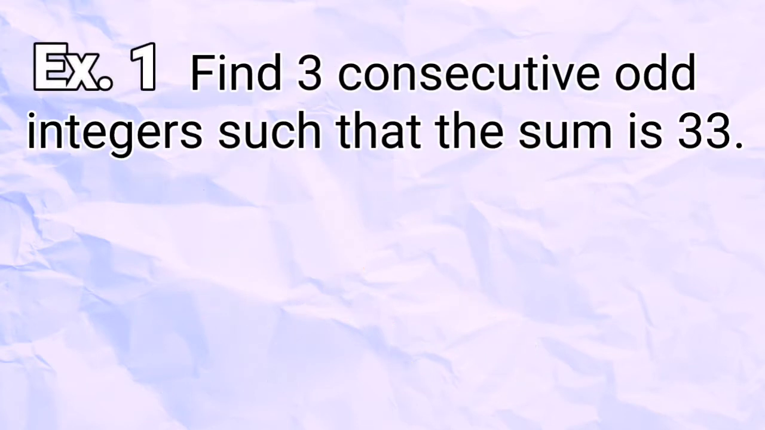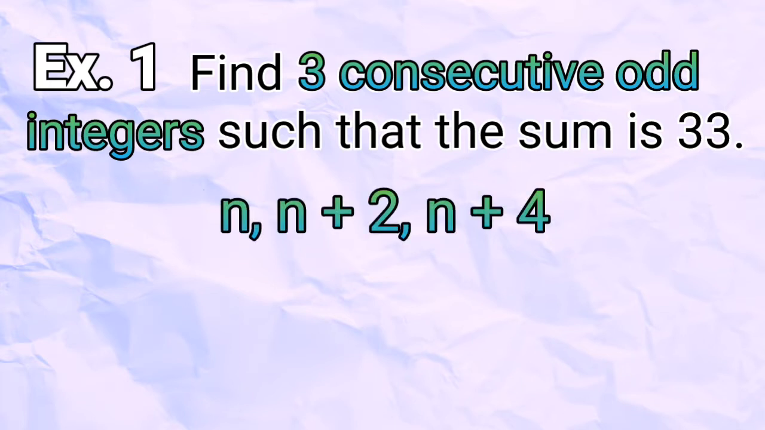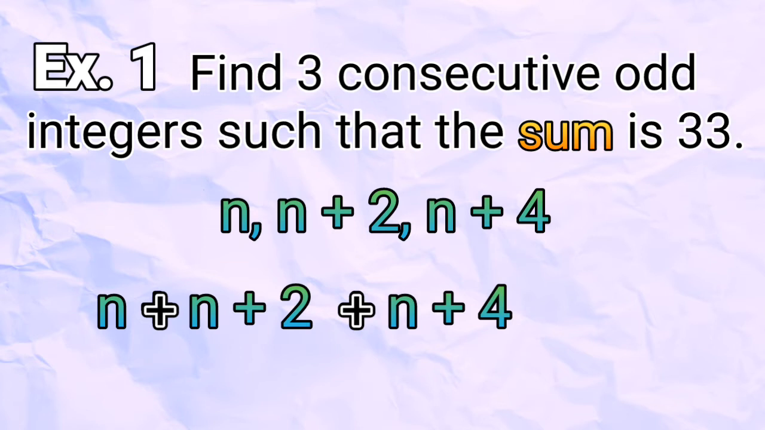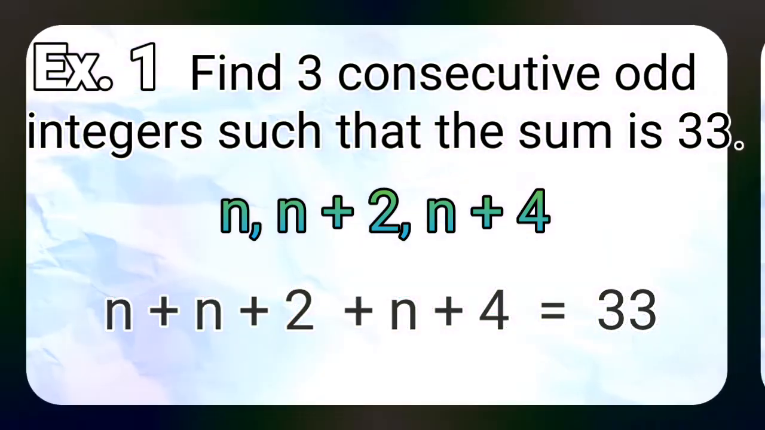For example 1, we want to find 3 consecutive odd integers such that the sum is 33. So when we see the phrase 3 consecutive odd integers, we know that we'll be using n, n plus 2, and n plus 4. We're told that the sum is 33, so that means we're going to add them up, and they'll equal 33. So we have our equation. Now we just need to solve for n.